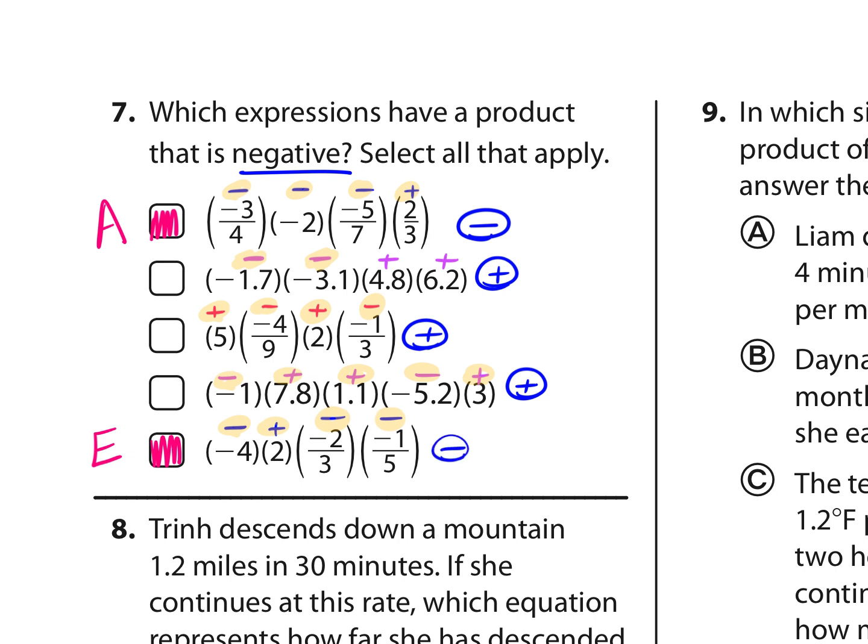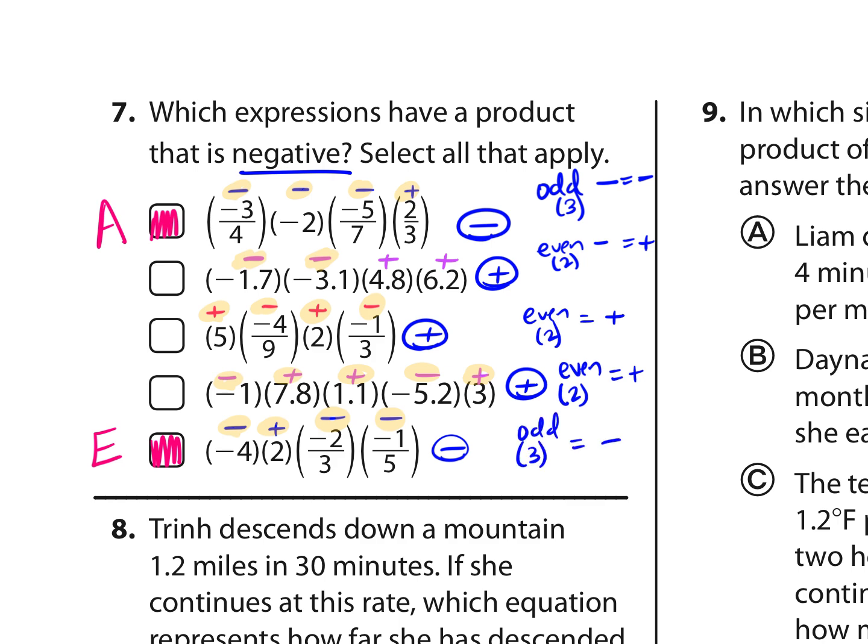Notice the number of negatives you had every time. You had an odd amount of negatives, 3. And then you had an even amount of negatives. So that equals a positive. And then you had an even amount of negatives, or 2 of them. So that equaled a positive. You had an even number of negatives. There were 2. So that equaled a positive. Then you had an odd number of negatives, 3. So that equaled a negative.